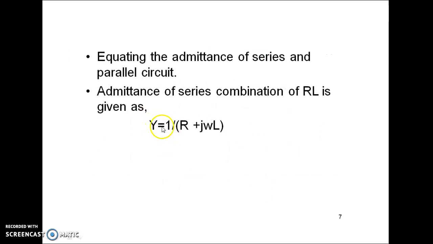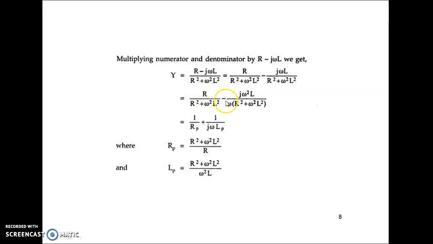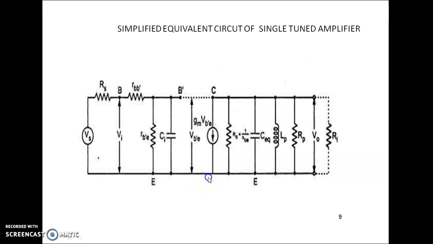We know that the admittance of the series RL is given by 1 by (R plus j omega L), which is given as (R minus j omega L) divided by (R square plus omega square L square). We want it written in the form 1 by Rp plus 1 by j omega Lp, because we want it in admittance form. Here Rp will be equal to (R square plus omega square L square) by R, and Lp will be equal to (R square plus omega square L square) by omega square L.